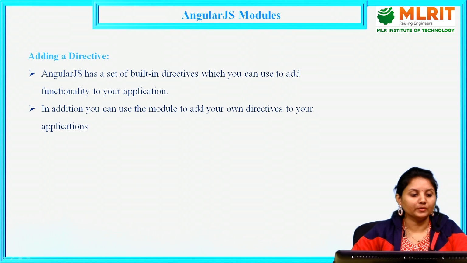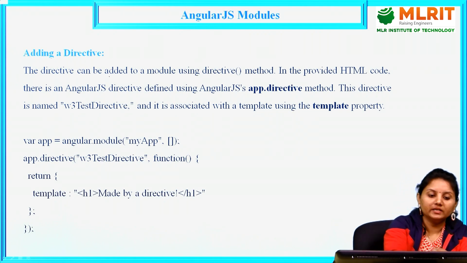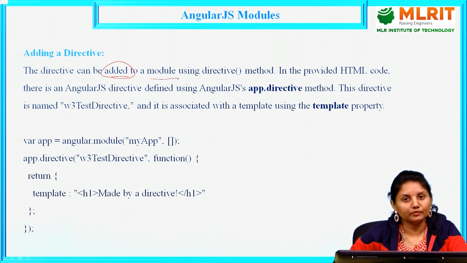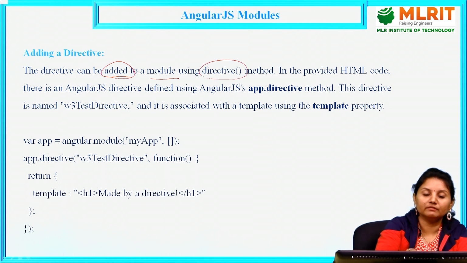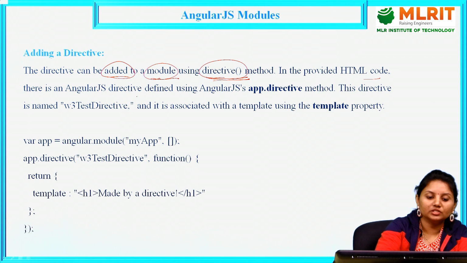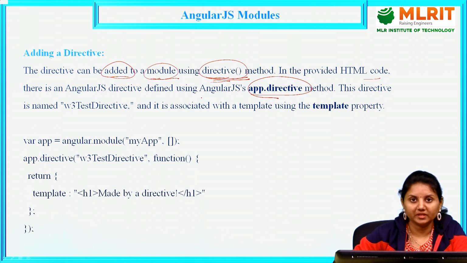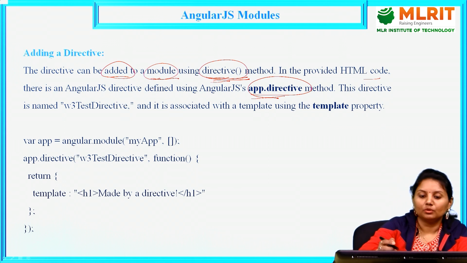So we will see how to add a directive. A directive can be added to the module. angular.module is used for creating the module, and a directive can be added to a module using the directive method. In the HTML code, there is an AngularJS directive defined using app.directive. Normally, if you wanted to create a directive, then we are going to use the app.directive method, where app is the module object.